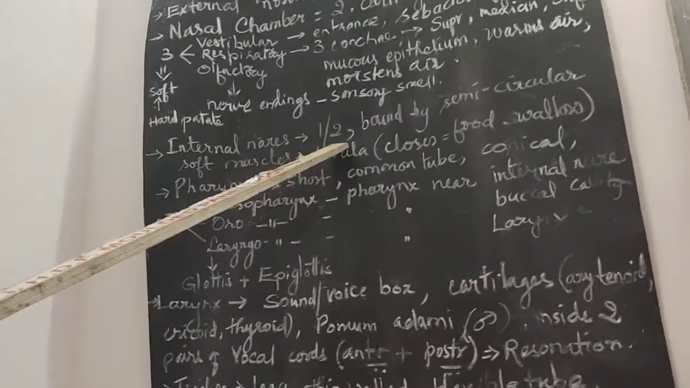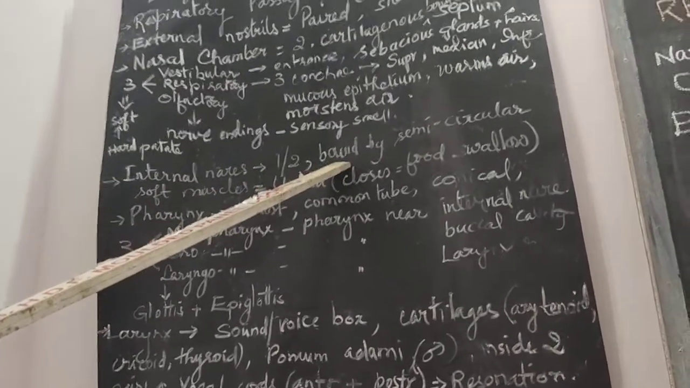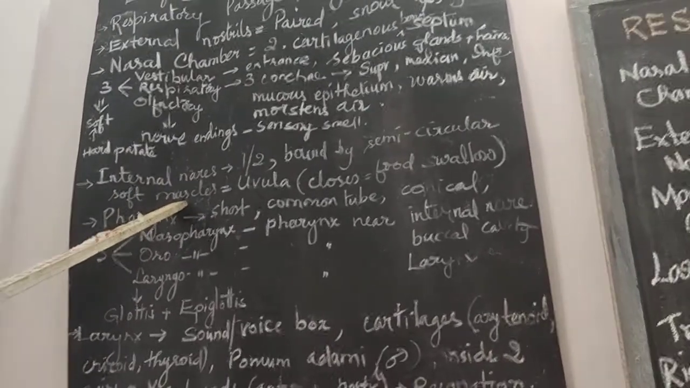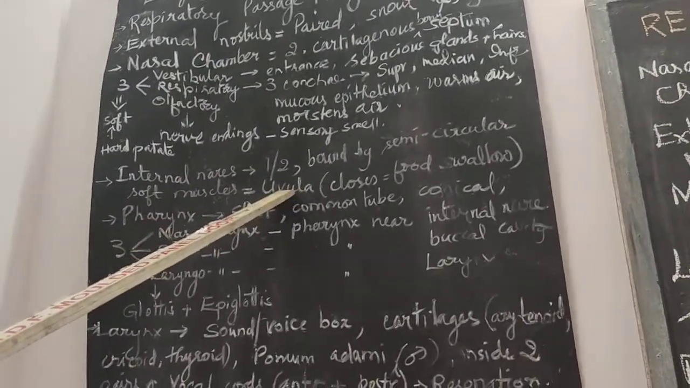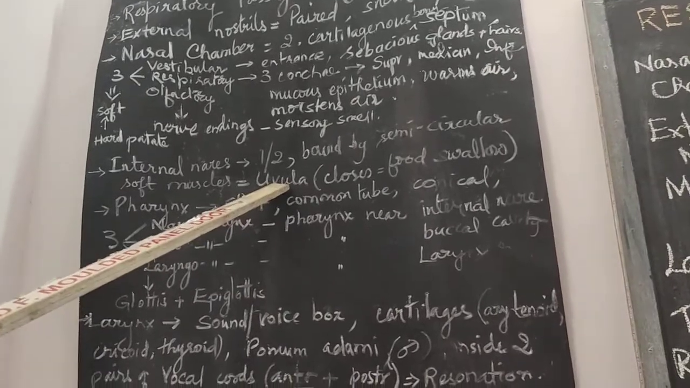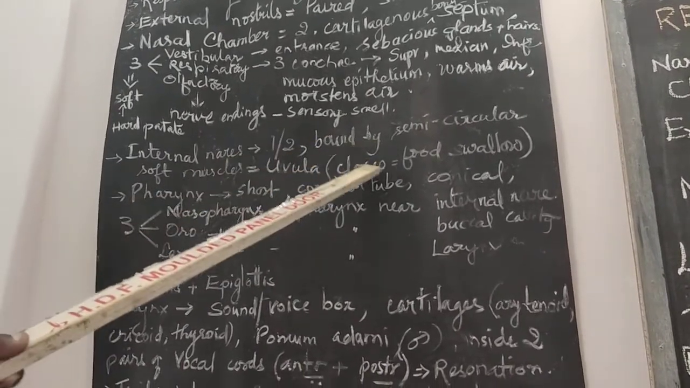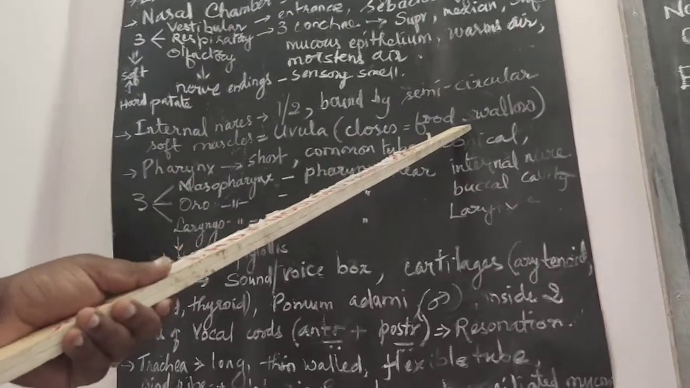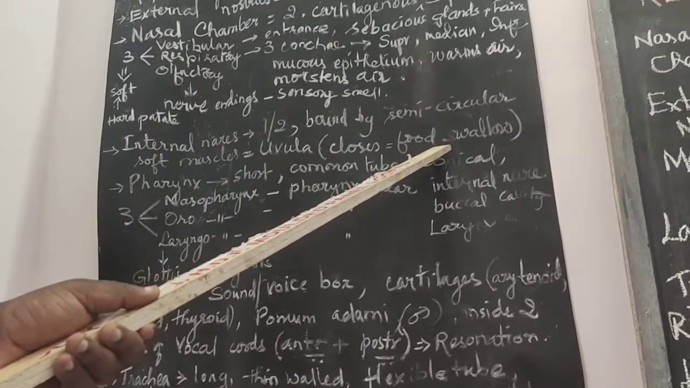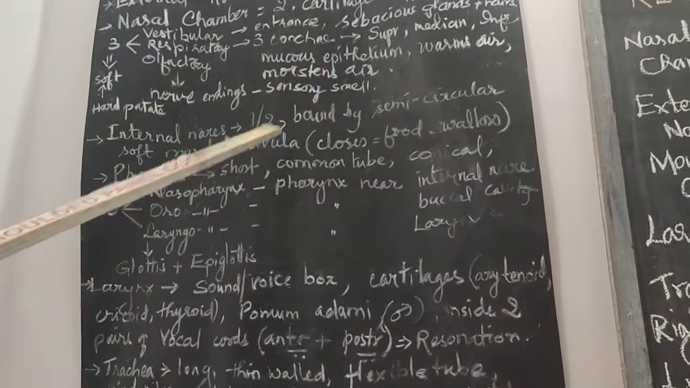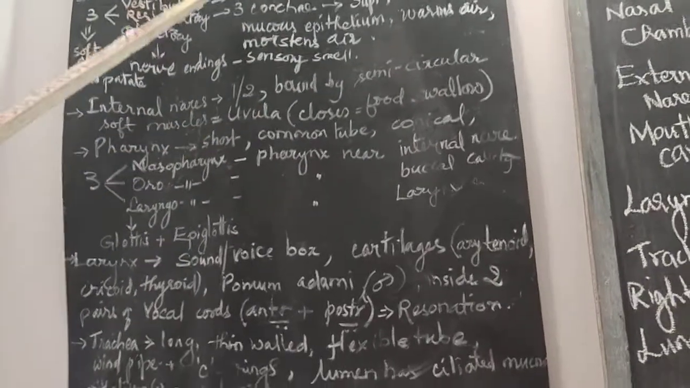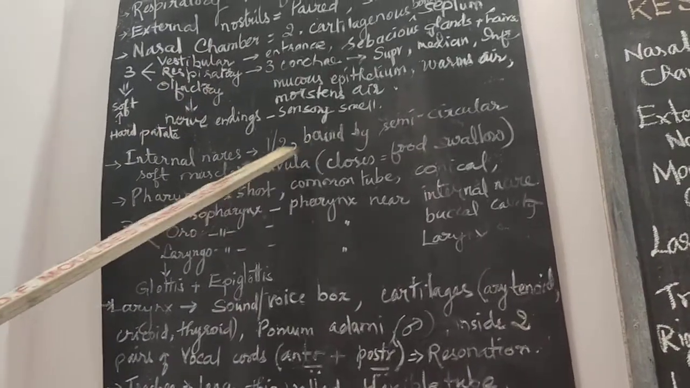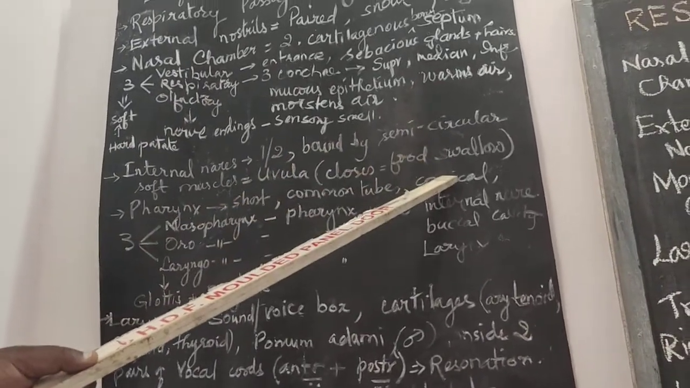These openings are bounded by semicircular soft muscles, and these muscles are generally referred to as the uvula. This uvula helps in closure of the opening of internal nares at the time of swallowing of food by the animal. Otherwise, the food particles will enter into the chamber of the nasal cavity. So to prevent it, the uvula helps in closure of the internal nares.